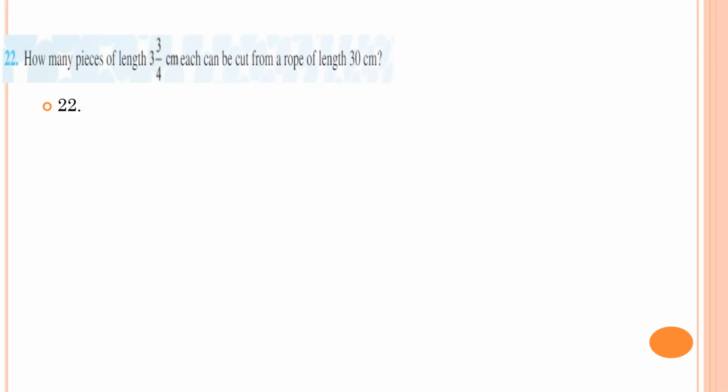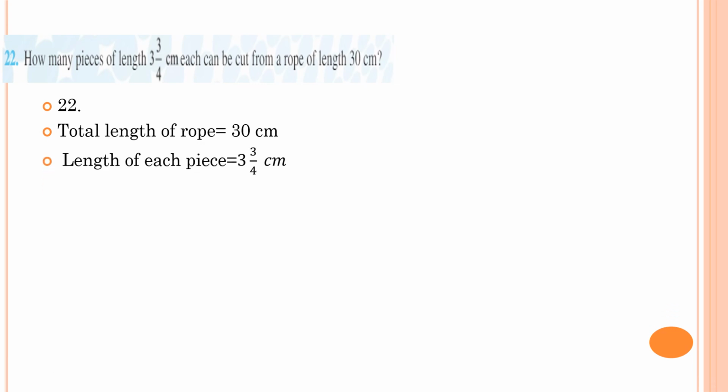So children, let us now come to question number 22. It reads: how many pieces of length 3 by 4 centimeter each can be cut from a rope of length 30 centimeter? So the total length of the rope is given, 30 centimeter. Length of each piece, that is 3 by 4 centimeter. So the number of pieces will be 30 divided by 15 by 4.